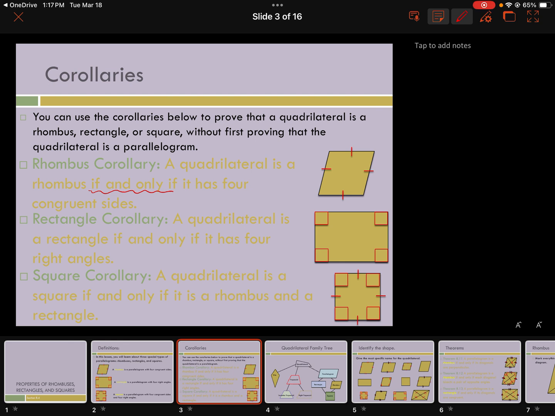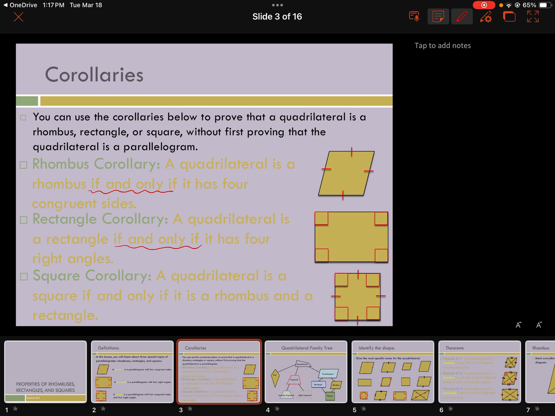The rectangle corollary says that a quadrilateral is a rectangle if and only if it has four right angles. So if you see a rectangle, you know it has four right angles. If you see a four-sided shape with four right angles, you know that it's a rectangle.